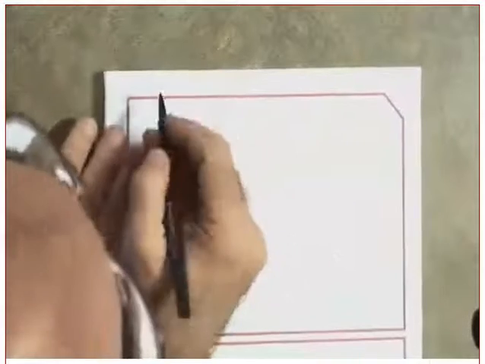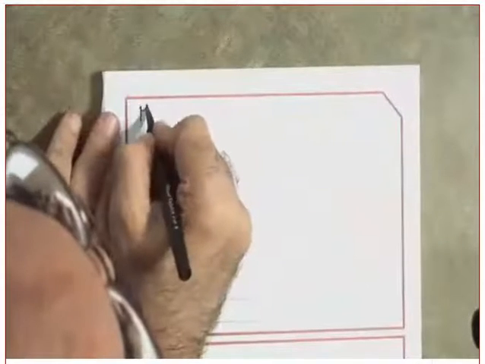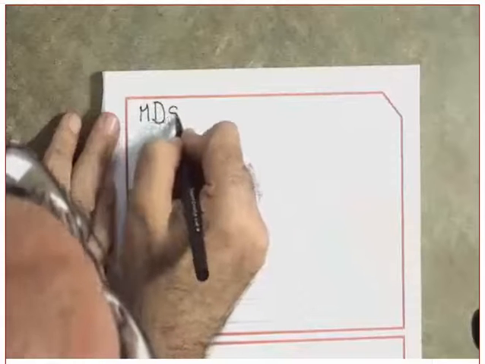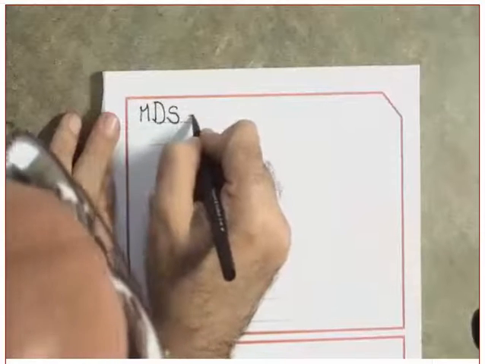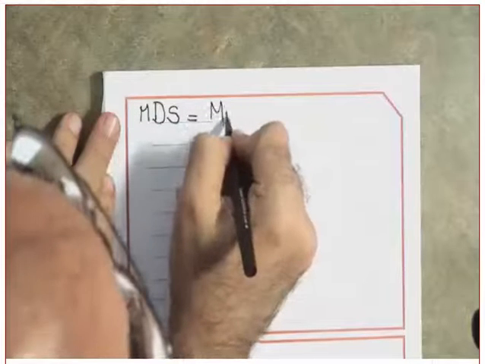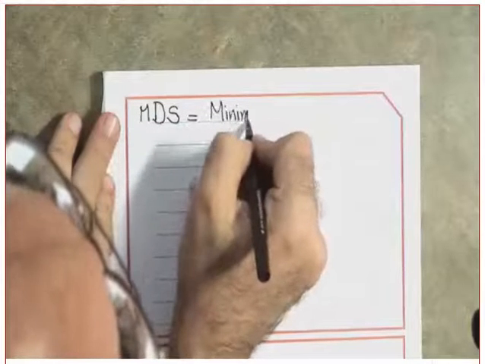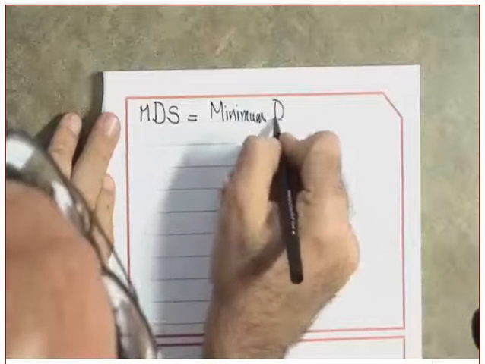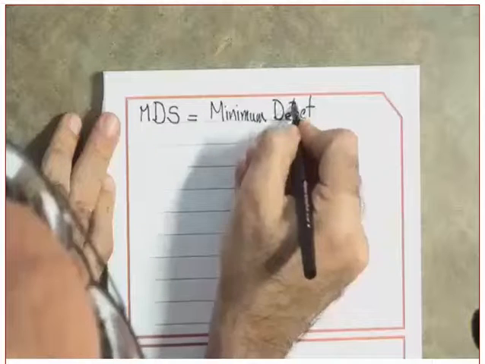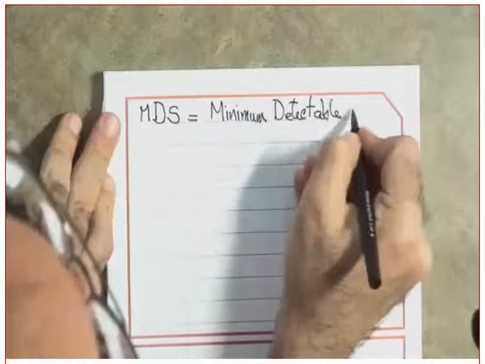Clear? Okay, good. Now, let me go back to the charts and show you one more very important parameter. We need to understand it carefully, which is MDS. What does MDS stand for? Minimum detectable signal.